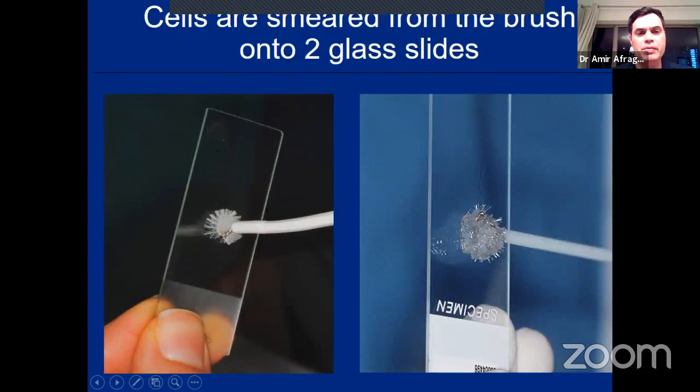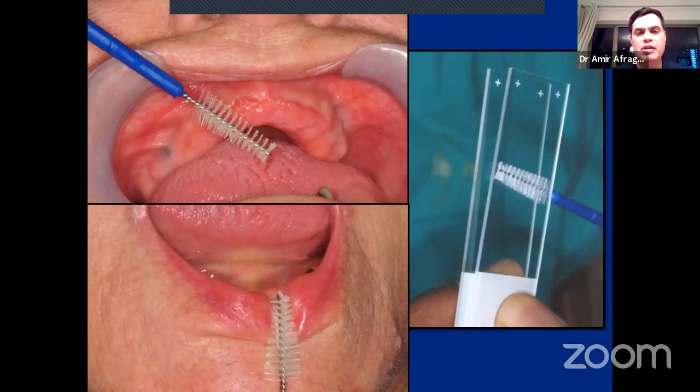What you do is smear your cells onto the glass slide. An effective way of doing that is by holding two slides next to one another and just rolling the brush in between the two slides. Then you will have a very good layer or smear of cells over the two slides.